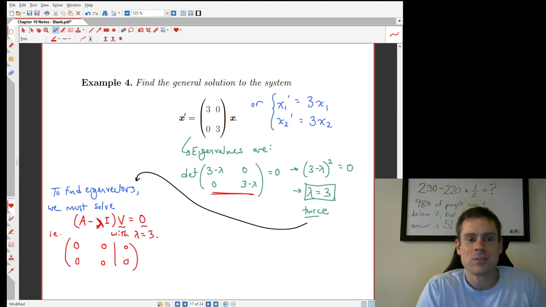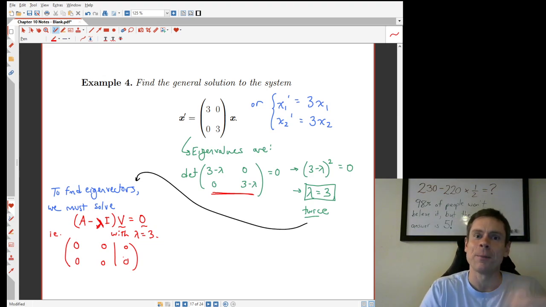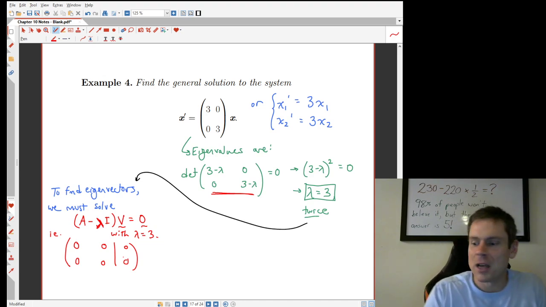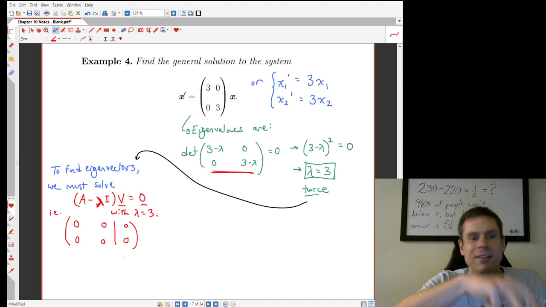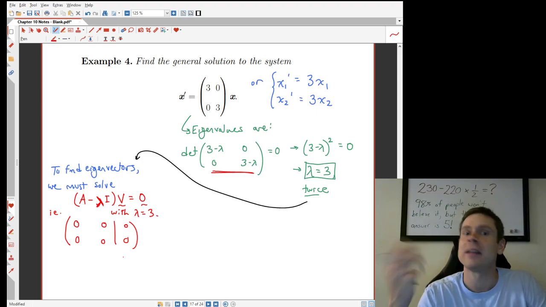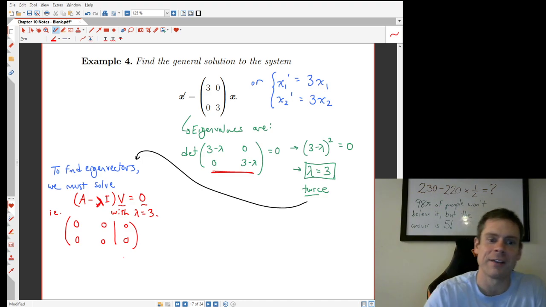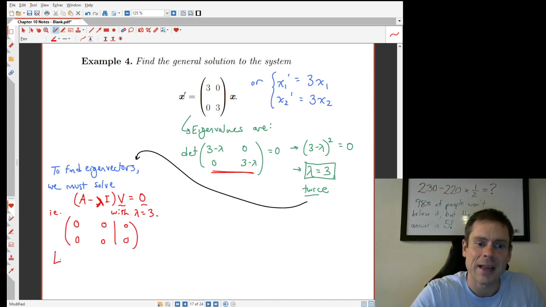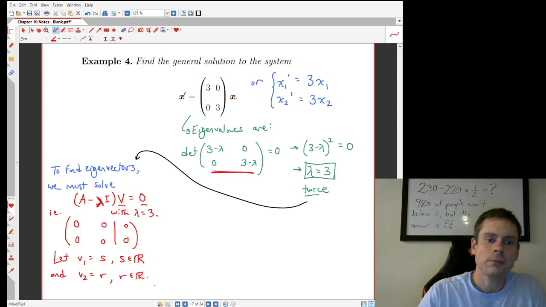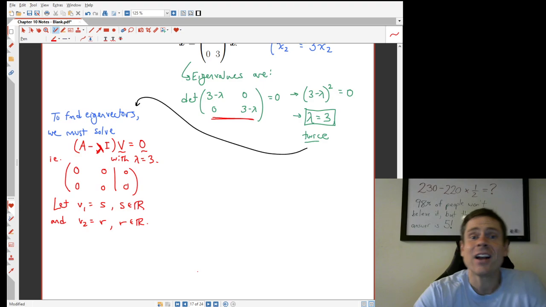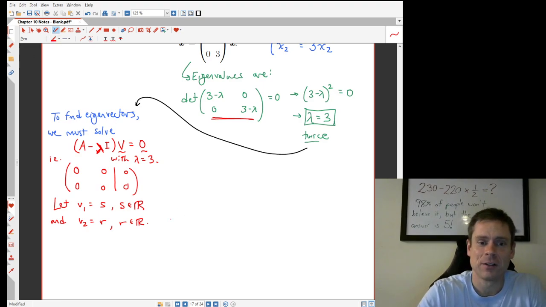So keep it simple. Just take two free variables, let each one of them have its own value: let v1 equal s, let v2 equal r, and let each one of those be whatever they are, right? That's the simplest way to find those two different eigenvectors. So that's what I'm going to do. I'm going to let v1 equal s and v2 equal r. And either one of these can be anything you want it to be.